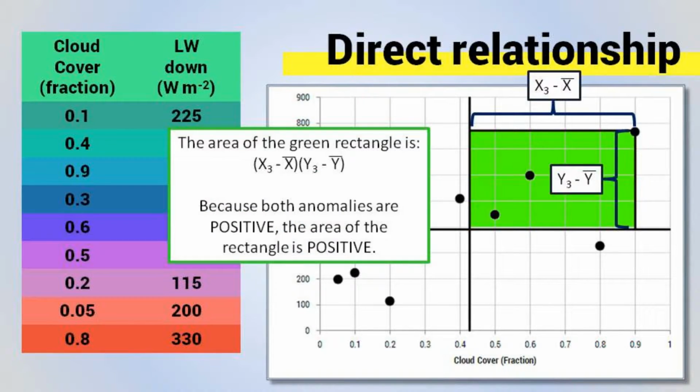Well, that little rectangle that I just created there has an area. That little rectangle there has an area of the quantity x3 minus x bar times the quantity y3 minus y bar. That is the area of that little rectangle on the diagram there that is described by how big the anomaly is in the x direction and how big the anomaly is in the y direction. Now, as it happens, that particular point has a positive x anomaly and a positive y anomaly, so x3 minus x bar times y3 minus y bar is a positive number. The area of that rectangle right there is positive.